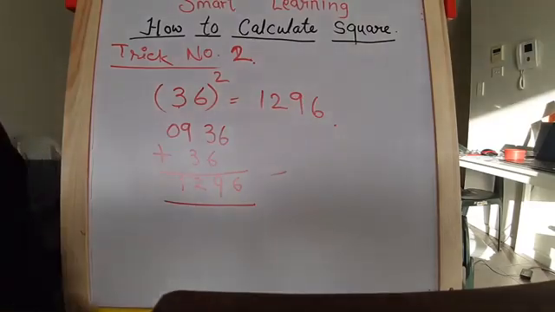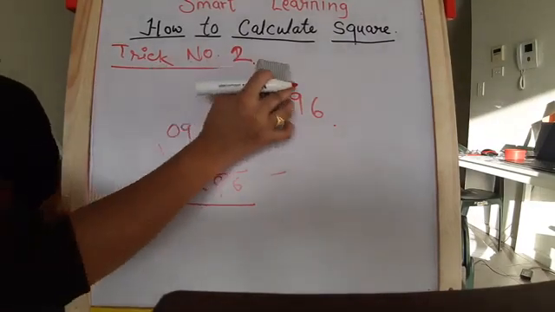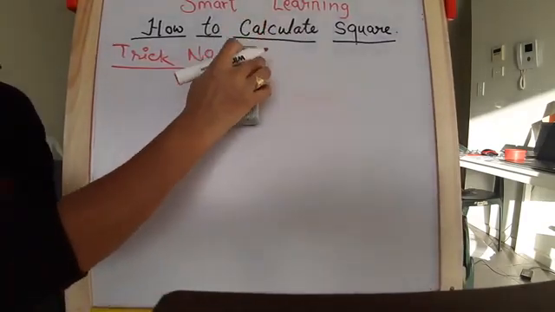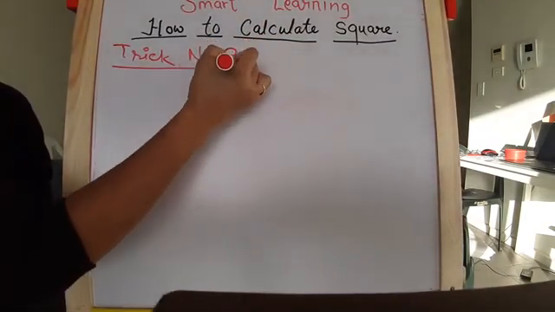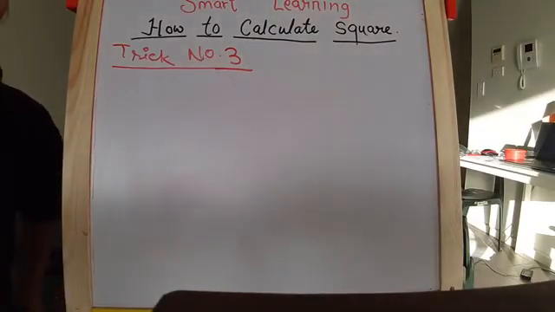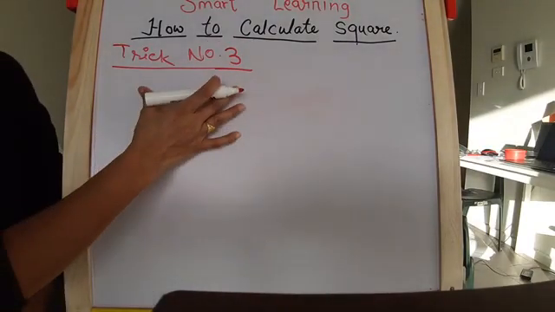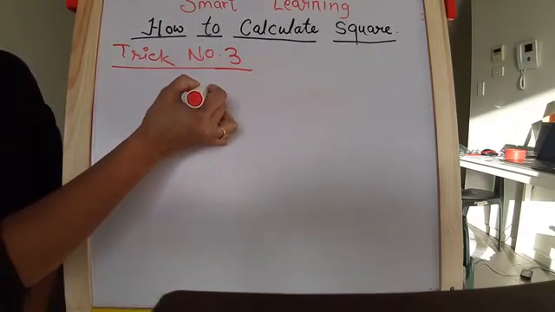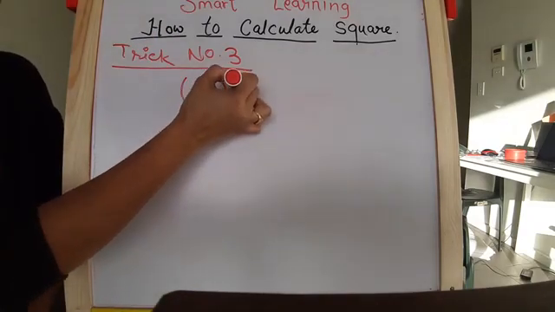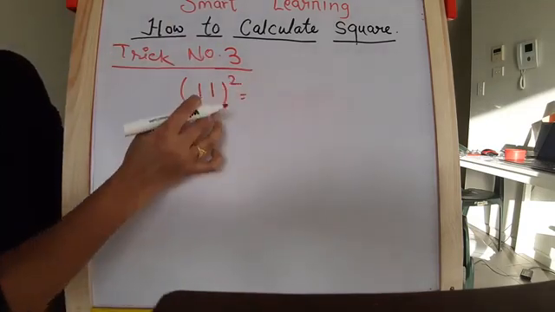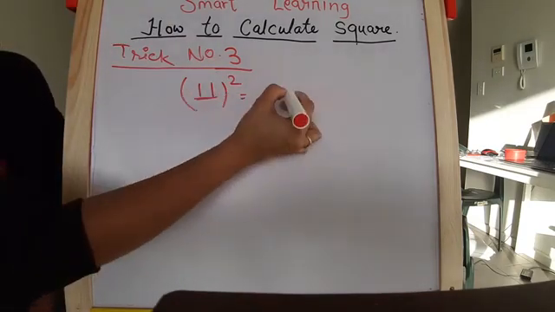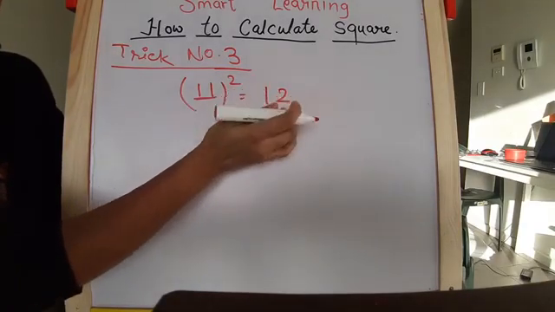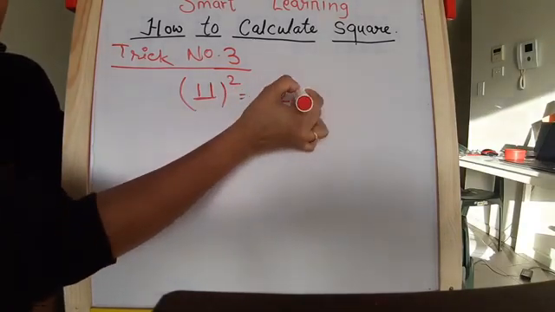Isn't it easy? Now let's move to our trick number 3. This trick is only applicable if you have numbers containing only 1. Suppose you want to calculate the square of 11. So how will we do? This is 2 digits. So write 2 here, and which number comes before 2? 1, and here also we will write the same 1.